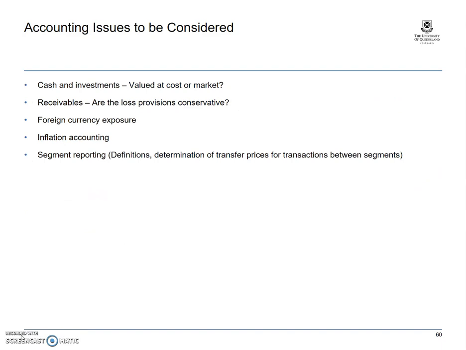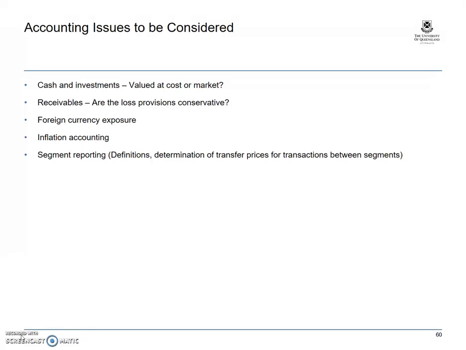Finally, just some of the methodologies that they use in terms of calculating some of the line items in the income statement and the balance sheet. So how do they value cash and investments? Is that on a cost basis, or is it a market value? How are they accounting for their receivables? What is their provisioning like? Is it conservative, or are they being too optimistic? How exposed are they to different currency fluctuations?